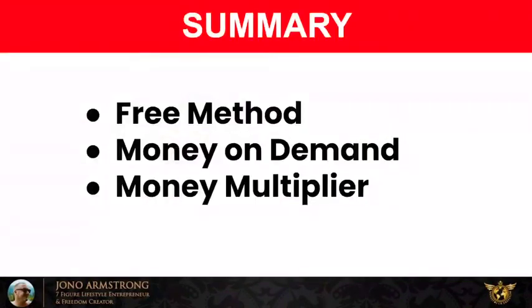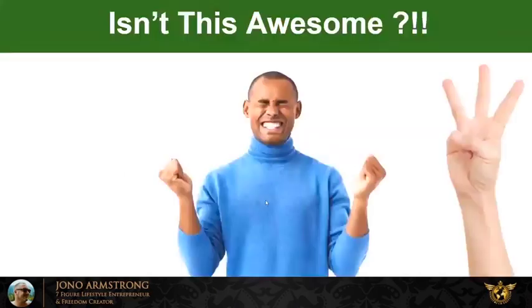Cool. So I've shown you not one, but 3 ways that you can start generating an easy $5,000 a month within the next 22 days. And I've also shown you how you can scale that to $10,000 monthly within the next 55 days or less using other people's videos. I've shown you the free method. I've shown you how to blow that up using the money on demand method. And I've also shown you how to make legacy money using the money multiplier.